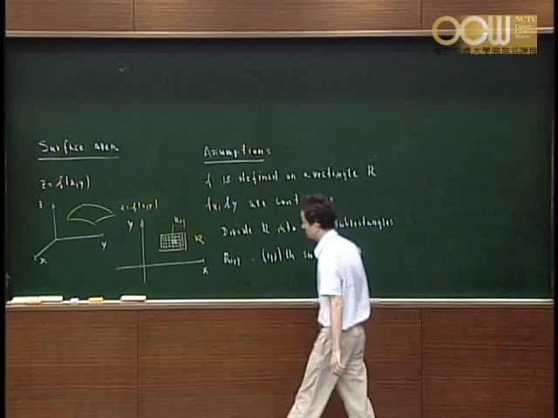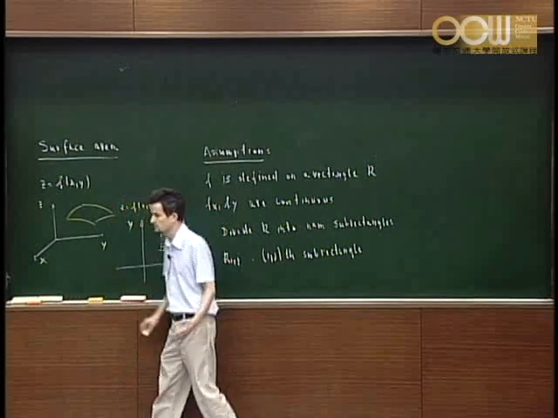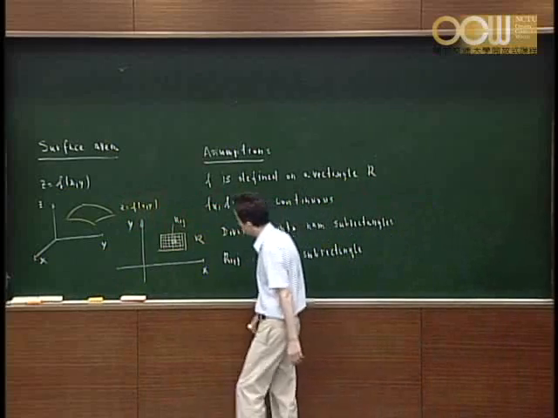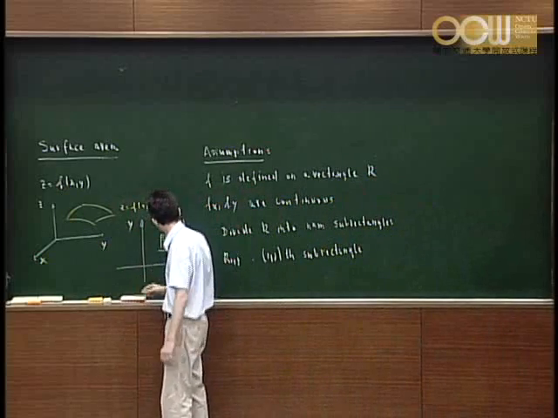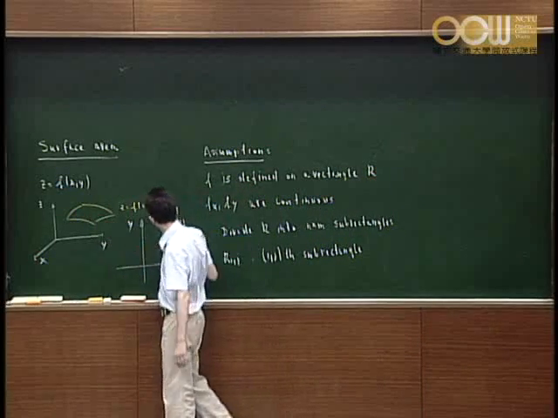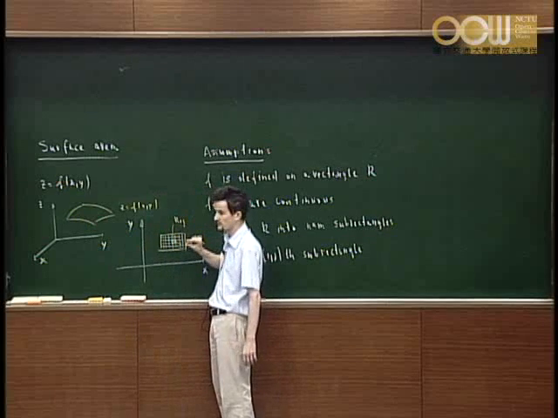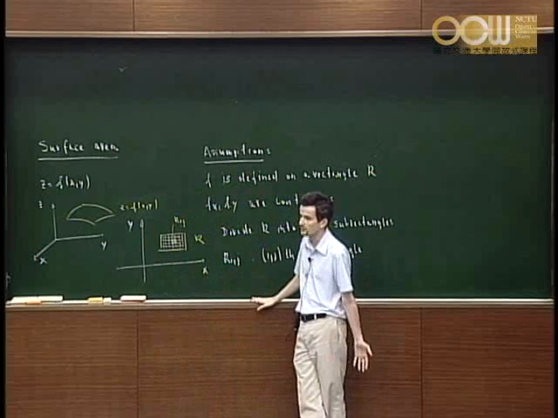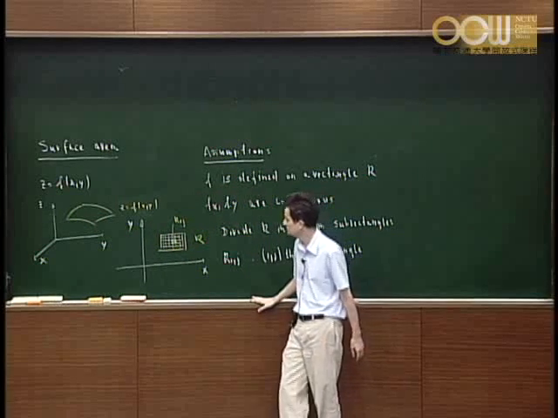And this means we can use a double integral to compute the surface area. Okay, but of course what we have to do is, because I said we are going to approximate the part of the surface which lies above this subrectangle by the tangent plane. We have to say the tangent plane at which point.